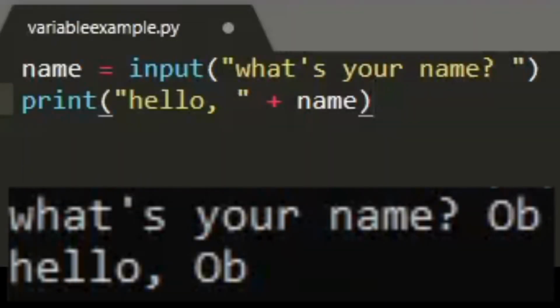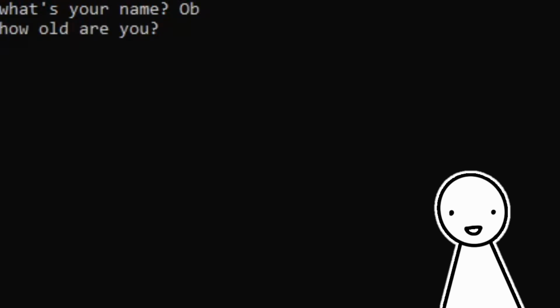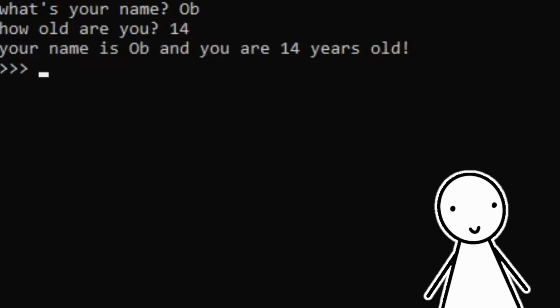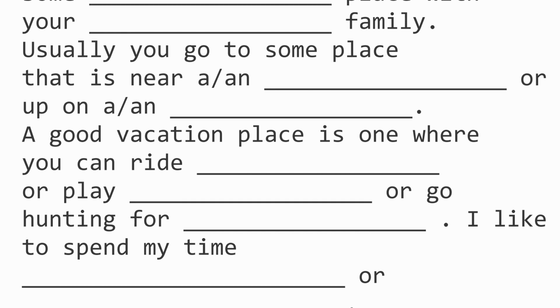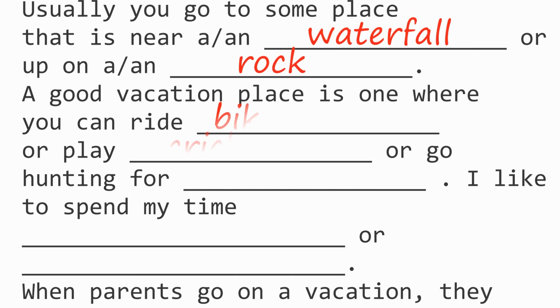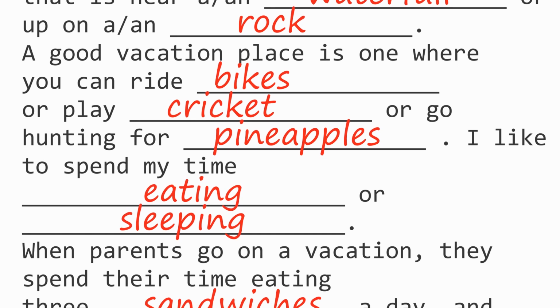Using this new knowledge, I want to give you a challenge. Make a Python program that asks the user for their name and their age, and then have it print "Your name is blank and your age is blank." I'll tell you the solution in the next video, but try to see if you can do it all by yourself. As an extra challenge, see if you can make one of those Mad Lib stories in Python where the user fills in the blanks and then the story is revealed.